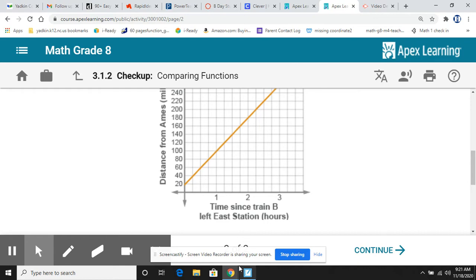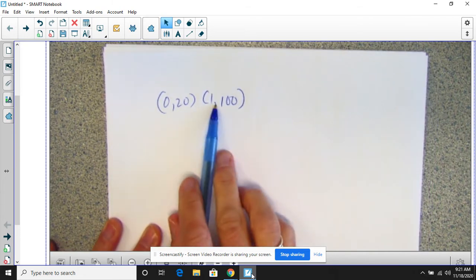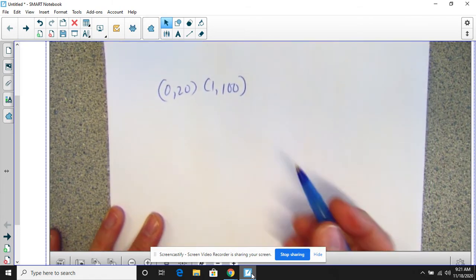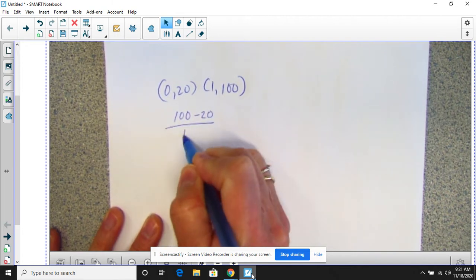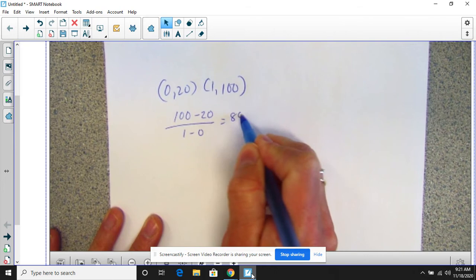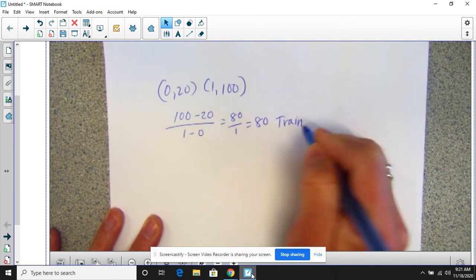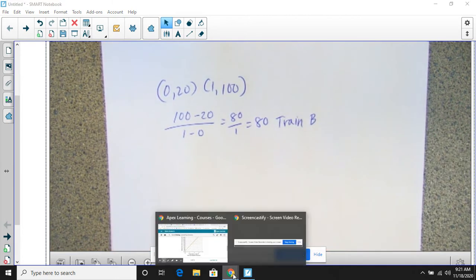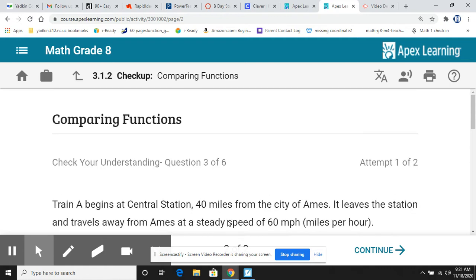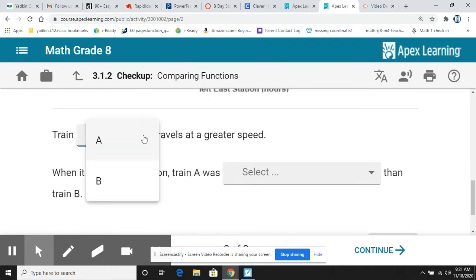Okay, so I'm going to go to my paper here. Here's our 2 points. 0, 20 and 1, 100 were 2 points on this graph. So if I put those in slope formula, 100 minus 20 over 1 minus 0, I get 80 over 1, which is just 80. So train B is traveling at 80 miles per hour. Train A is traveling at 60 miles per hour because that's what it tells us. So here, train B has a greater speed. It's 80 miles per hour.